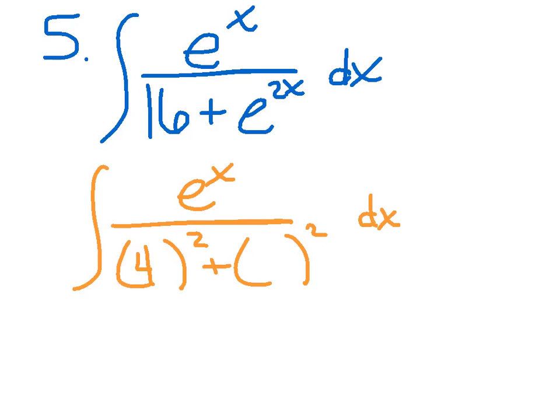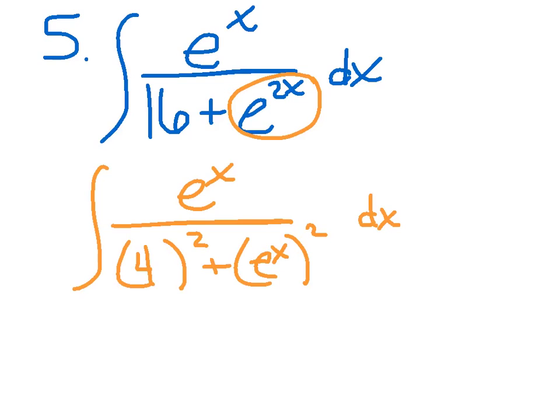Now, be careful with this guy. This e to the 2x here. What would you square to get e to the 2x? Think about it. What would you square to get e to the 2x? Hopefully you're thinking e to the x.